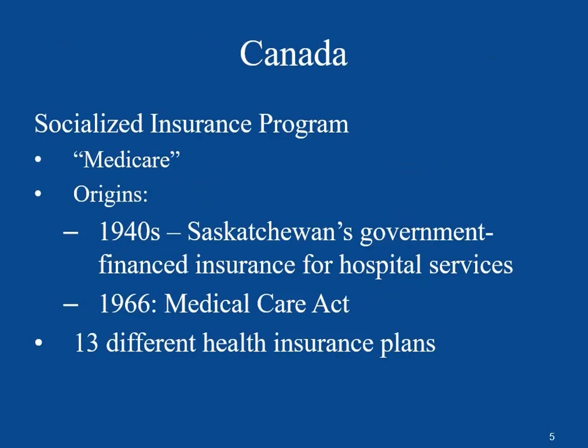Now, focusing first on Canada, it has a socialized insurance program, Medicare. Its origins were in the 1940s, when Saskatchewan's government financed insurance for hospital service, and in 1966 was their Medical Care Act. There are 13 different health insurance plans that are associated with each of the provinces in Canada. So you have a different health insurance plan, like in Ontario versus British Columbia.